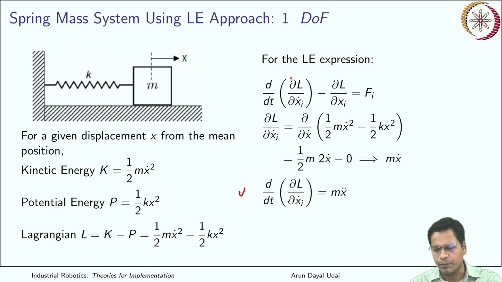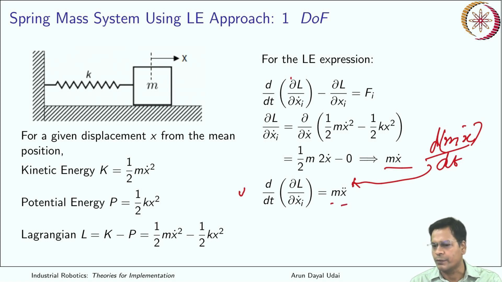d by dt, that is the time derivative of this. So it gives you the derivative of m x dot, and the time derivative of this gives you m x double dot. So it is mass into acceleration. Okay, so that is the first part of this Lagrange-Euler equation that you have obtained.